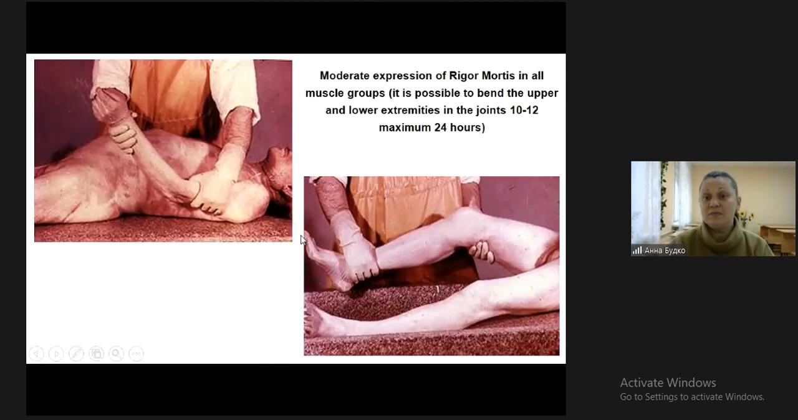Look, you can see moderate expression of rigor mortis in all muscle groups. As a result, the postmortem interval is not less than 10, but not more than 24 hours, because it is possible to bend the upper and lower extremities in the joints.